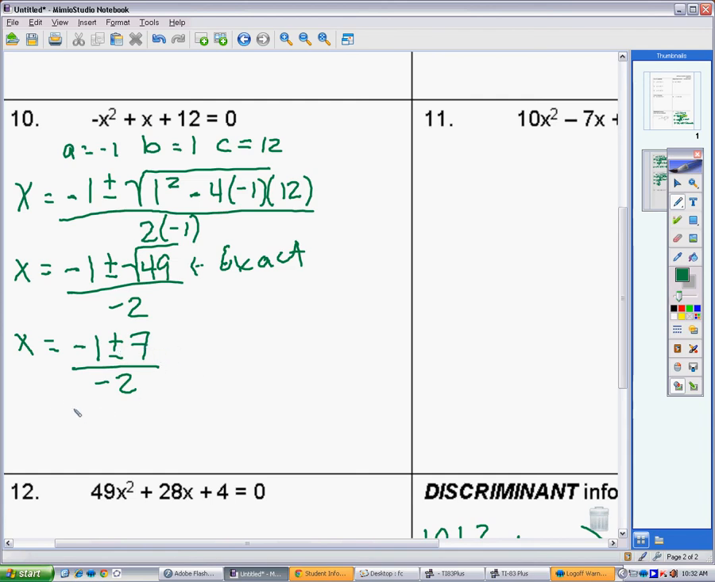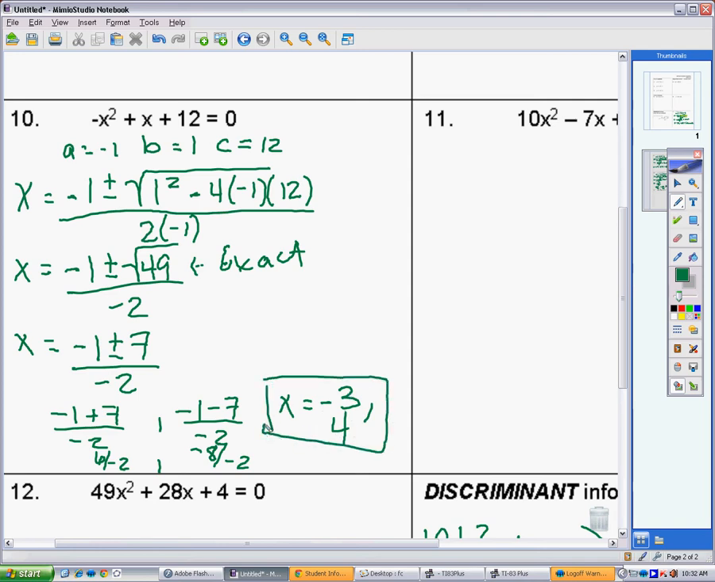Now I'm going to separate them, and I'm going to do negative 1 plus 7 divided by negative 2, and I'm going to do negative 1 minus 7 divided by negative 2. This one gives me a positive 6 over negative 2, and this one gives me a negative 8 over negative 2. I'm going to come over here to the side. 6 divided by negative 2 is negative 3, and negative 8 divided by negative 2 is positive 4. So my solutions are negative 3 and 4. So this one did come out to a nice, neat whole number.